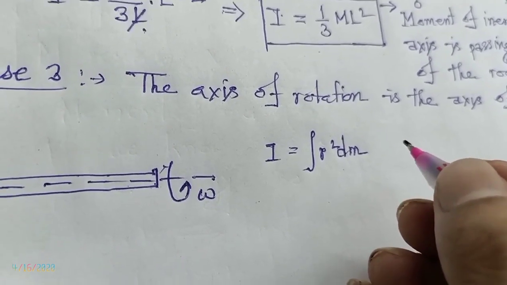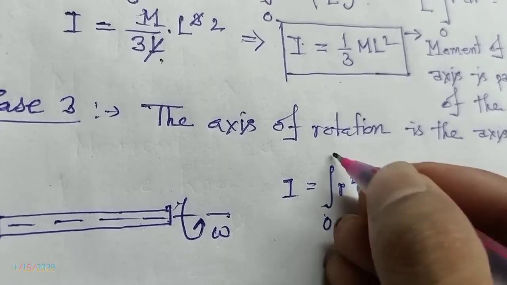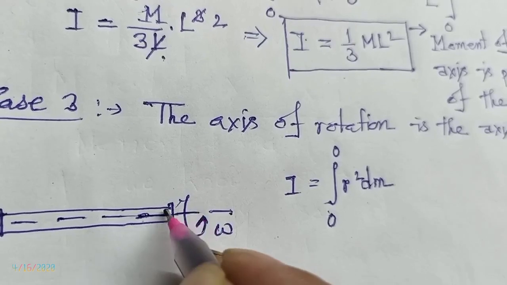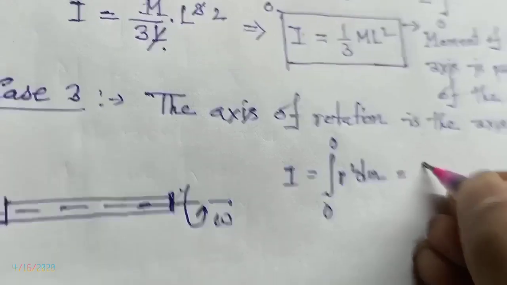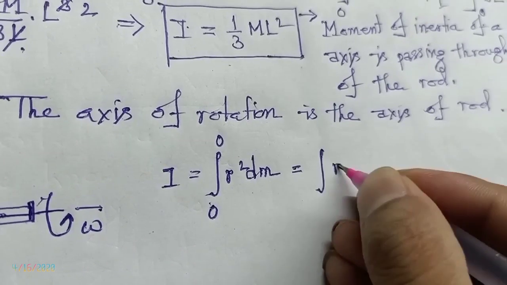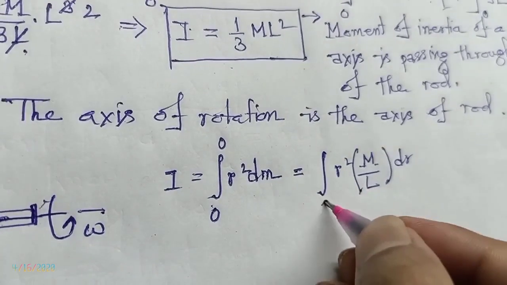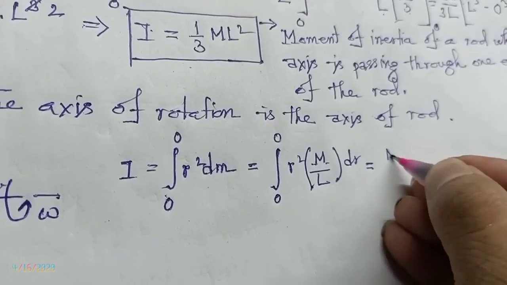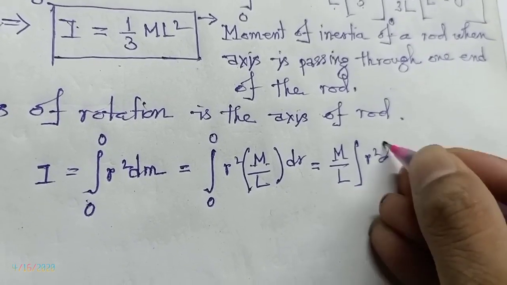Okay. Now see, but its upper limit is what? 0, and lower limit is 0, because these two axes coincide with each other. There is no distance, no difference. So this becomes integration of r square m divided by l into dr, and limit 0 to 0. So it will become m divided by l into integration of r square dr.